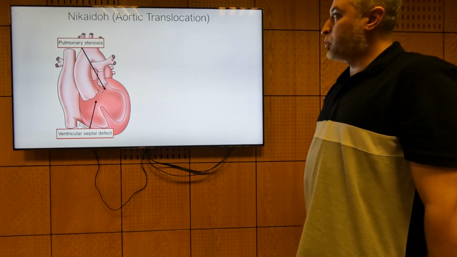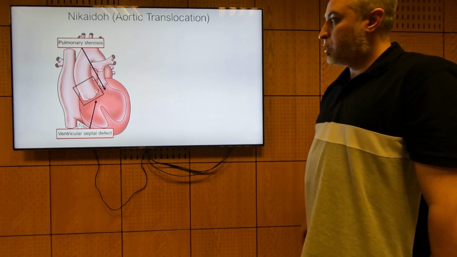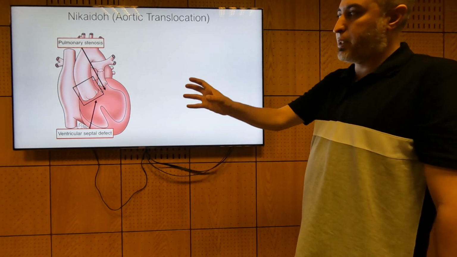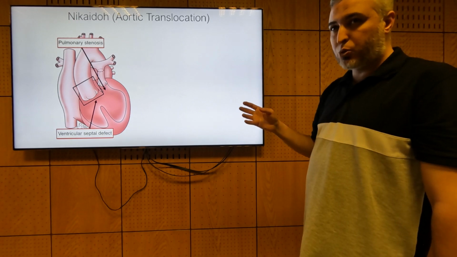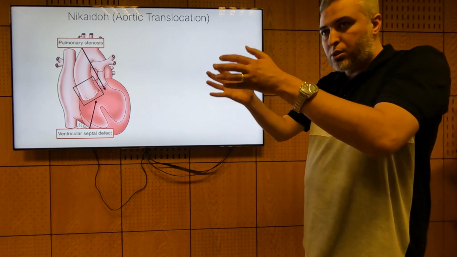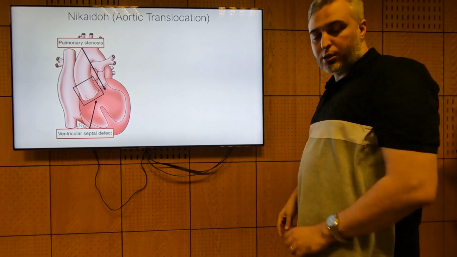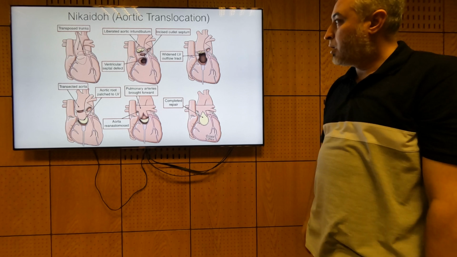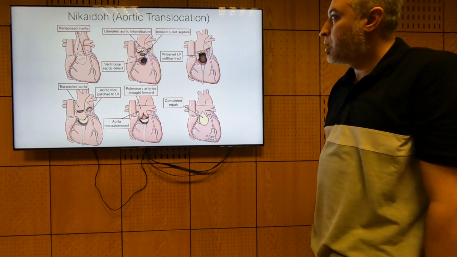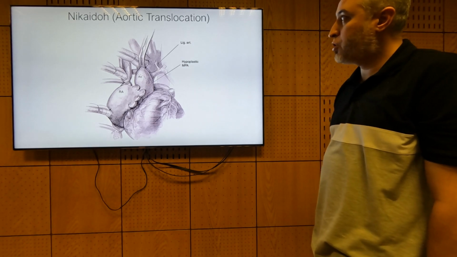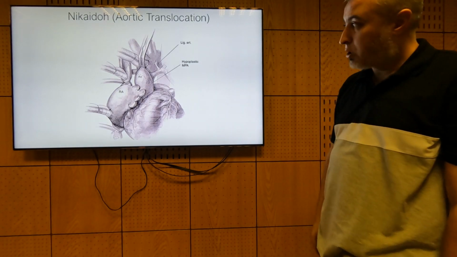Nikaidoh is the aortic root translocation, where the whole aortic root is taken off the RV, which is similar to what is being done in the Ross procedure. You take out the whole root from the RV, put that on the LV. There are some variations in the Nikaidoh.